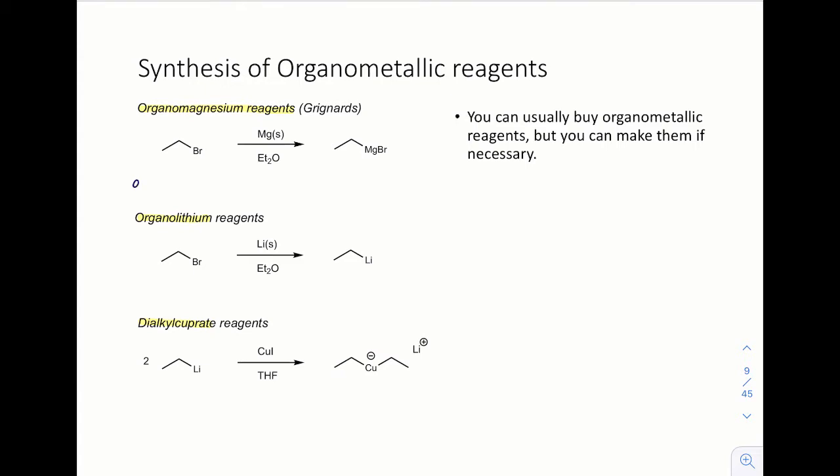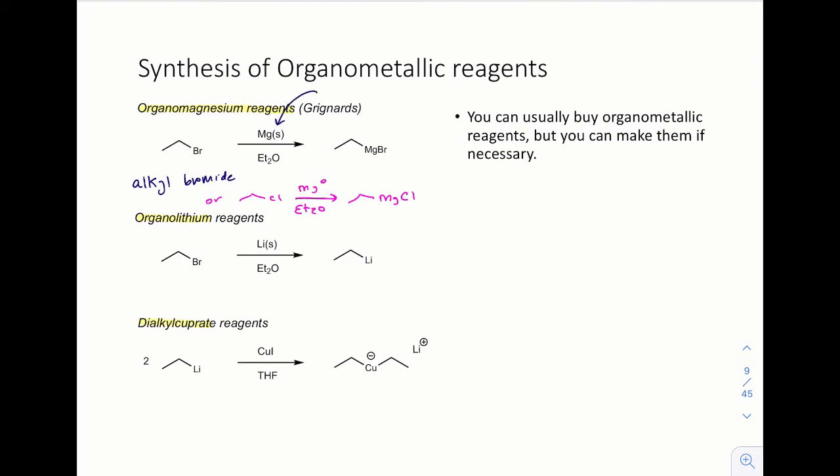Grignard reagents are made from alkyl bromides. They can also be made from alkyl chlorides or alkyl iodides by the same process, but then instead of bromide being incorporated into the product, it would be chloride or iodide. And it doesn't particularly matter for the purposes of our class whether or not you generate organomagnesium bromides or organomagnesium chlorides.